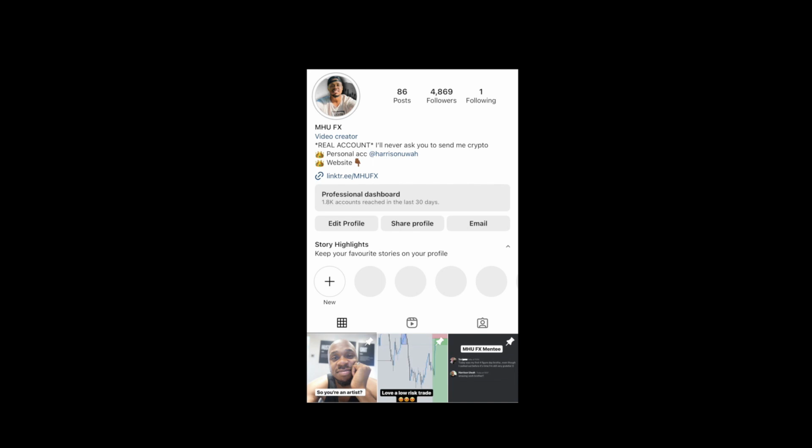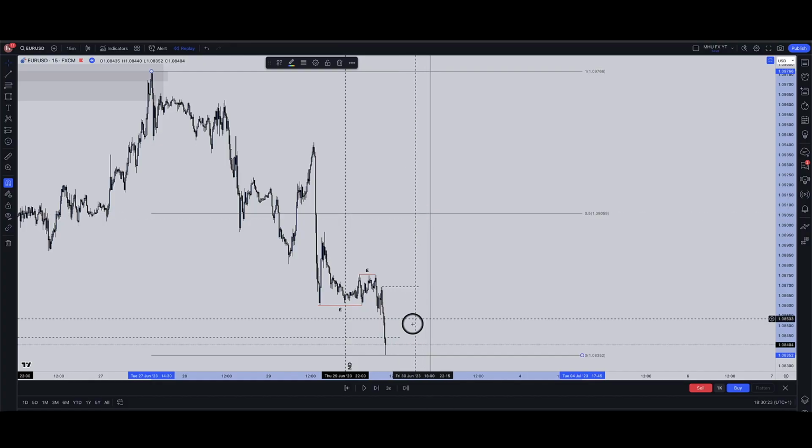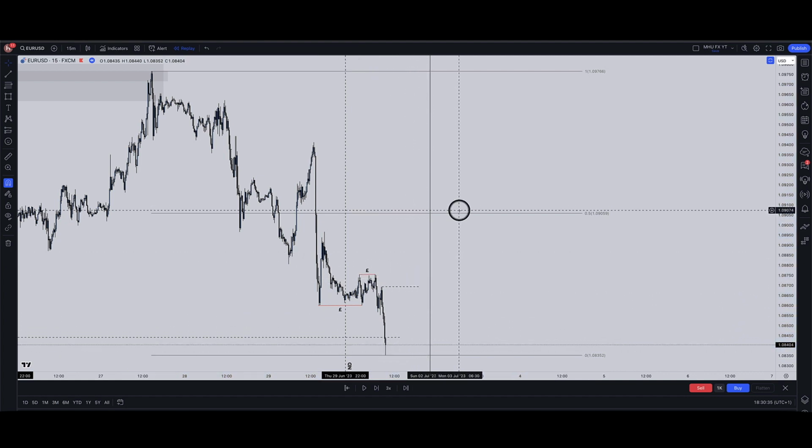Let's get back to the video. This is where I was looking to end the trade, and what I was going to do is, if price got above this high here, then I was going to take partial profits and then let the rest of the trade ride. Let's go to the 1 minute time frame.